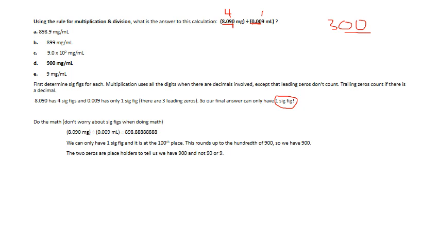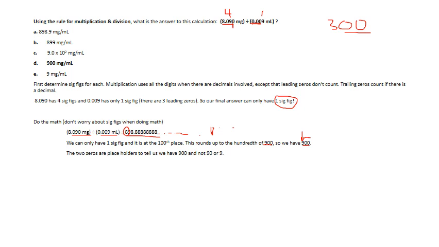So my answer is going to only have one sig fig. I'm going to do the math without worrying about sig figs. Take this divided by this, and I get this number here, and it actually goes on forever. You're not going to write 898.8 with a bar over it, 8 repeating. What we want to do is have sig figs. We're only allowed to have one sig fig, and it's to the hundredths. So this is going to round up to 900. This is the only number that counts in terms of sig figs, but we just can't write down 9. We have to have the 2 zeros to tell me that it's in the hundreds.